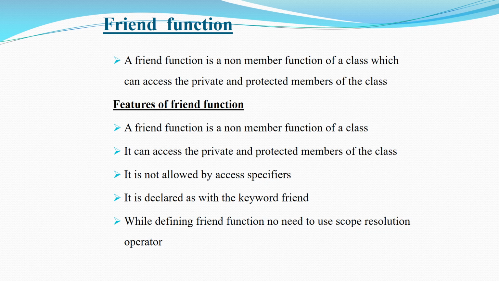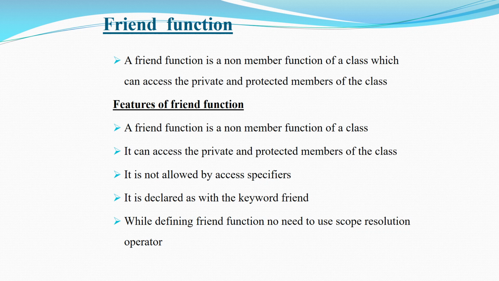Unlike the member function, it cannot access class members directly. However, it can use the object and dot operator with each member name to access both the private and the public members. Now we'll see the major key features of a friend function.